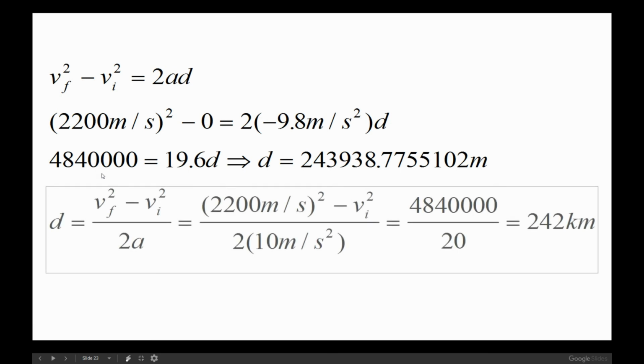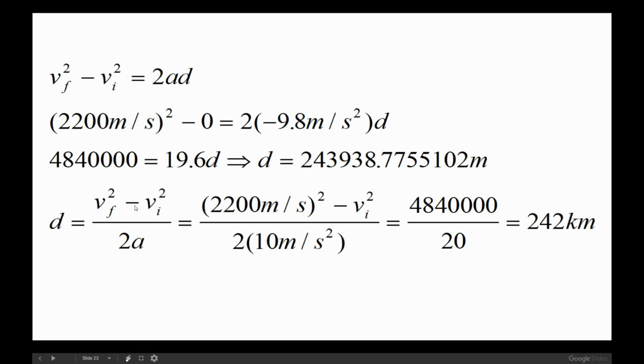If you learn to rearrange instead, and remember, there's no v_i, I just simply take the 2a and move it down. You've rearranged the formula correctly. I would give you the second mark out of 3 right then and there, because you've shown me the correct rearrangement of the formula. And now if you're numerically wrong, you don't keep losing mark after mark. You just lose 1 or 2. I put in 2200 over that. I get 4,840,000 over 20. I get 242 kilometers.